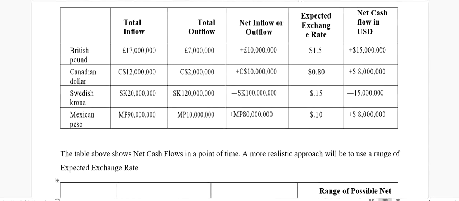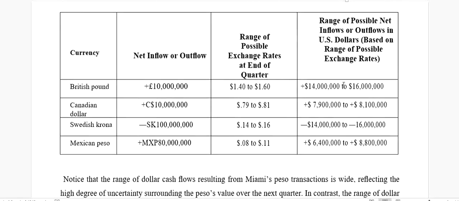In the first table, we just calculated the expected cash flow on an individual currency basis, and this is the range version. Now, whenever you talk about range, we should calculate the risk factor, the variance.